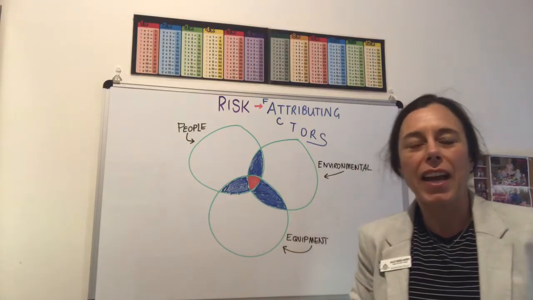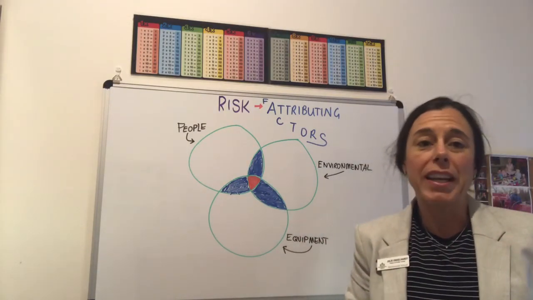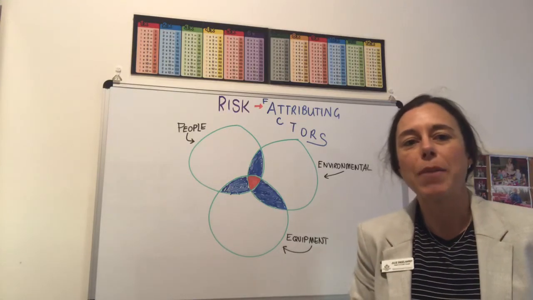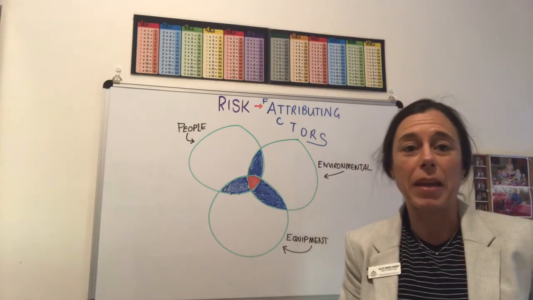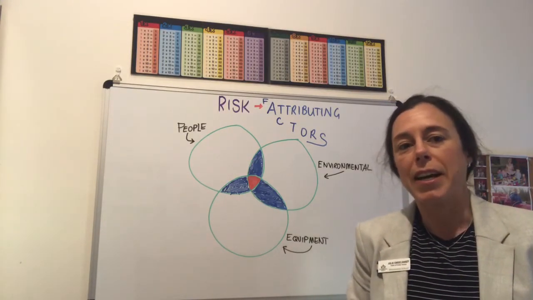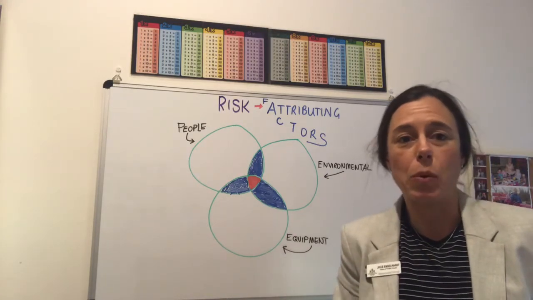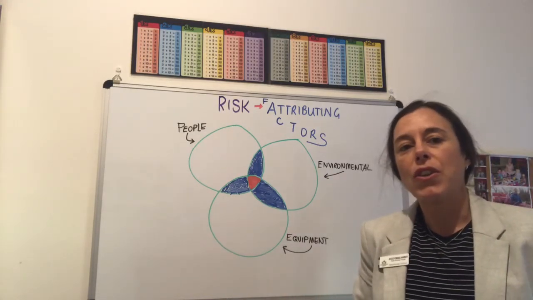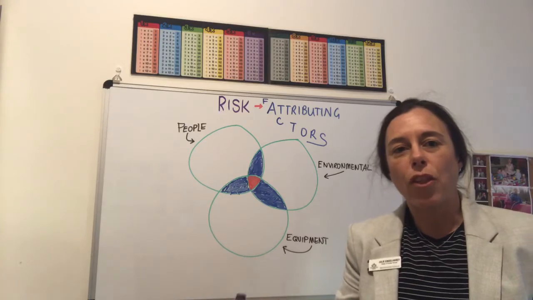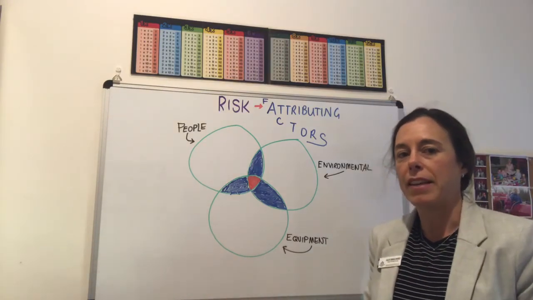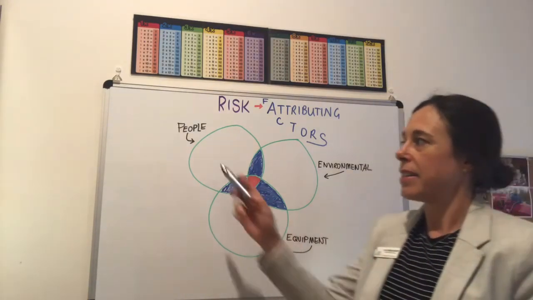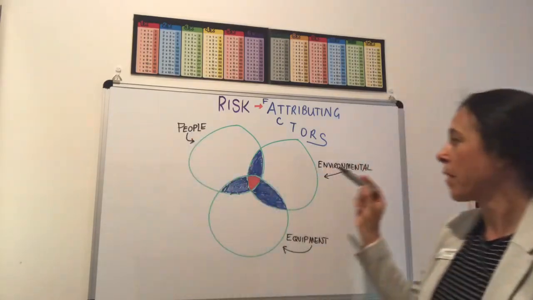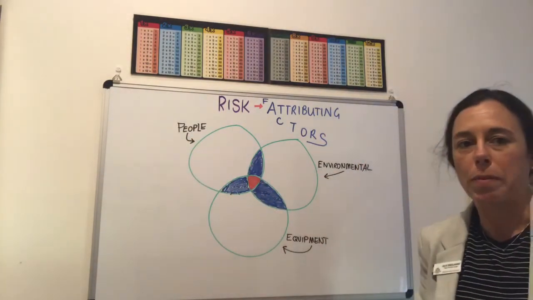So when we think of any outdoor activity, or any activity in fact, we think about the factors that increase the risk or make that activity more hazardous. So there's three areas that these factors can come from, and they are people, environmental, or equipment.